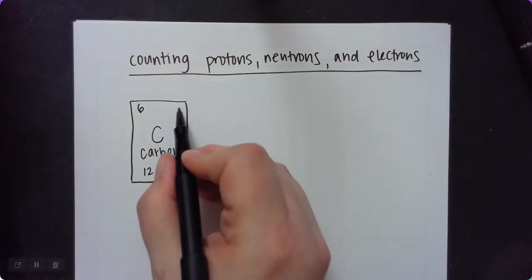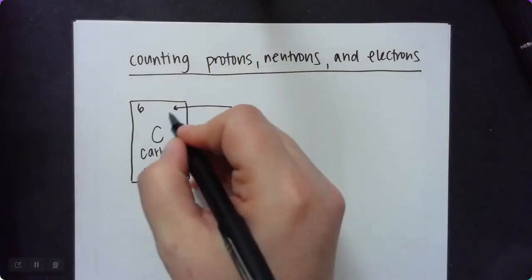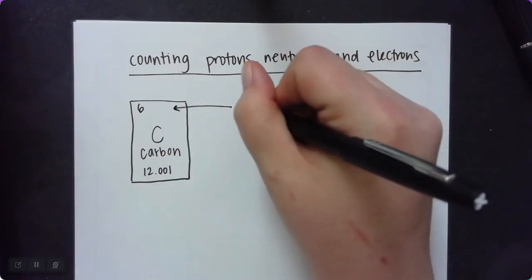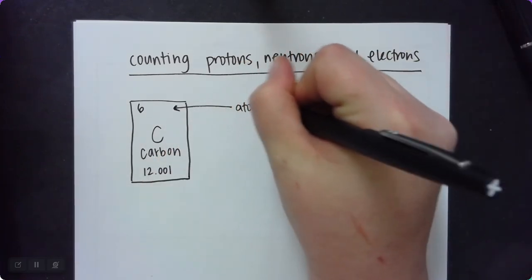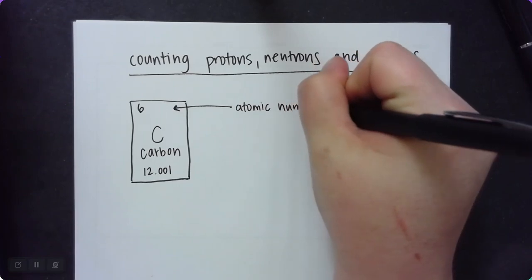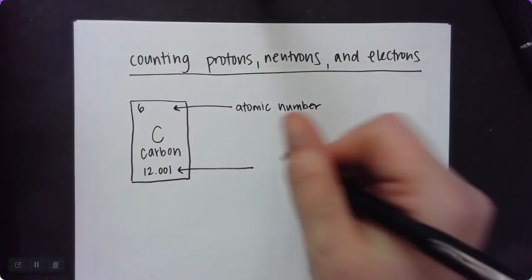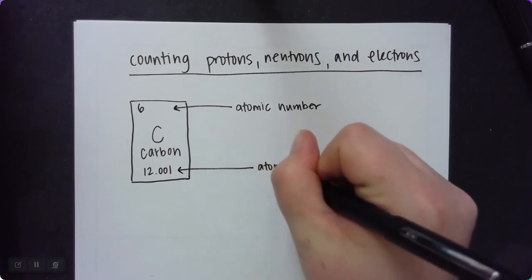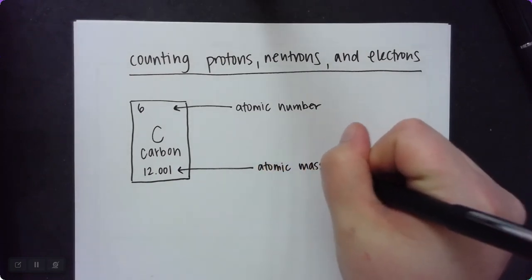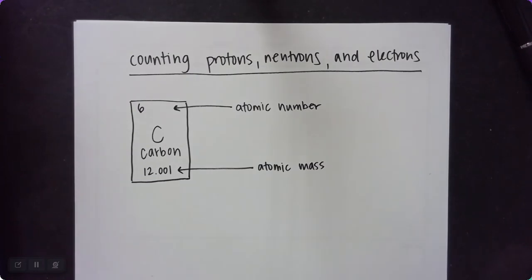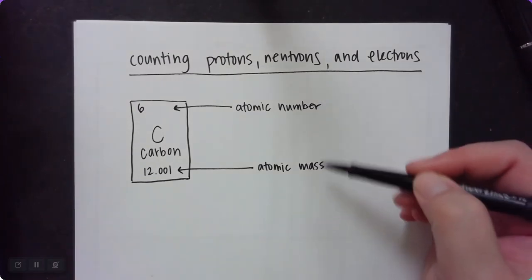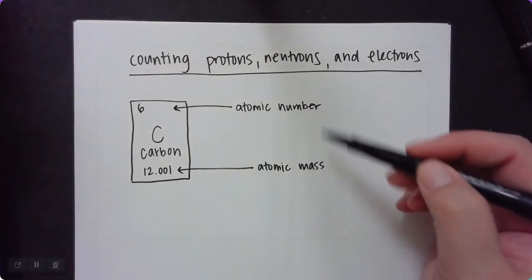So let's go ahead and label what we know. This number that's up top, that's the smaller of the two values, is our atomic number. Then it also gives us another number, and this is our atomic mass. And when we're trying to figure out our numbers of protons, neutrons, and electrons, we're going to use these two numbers. Okay, that's going to be our key thing.